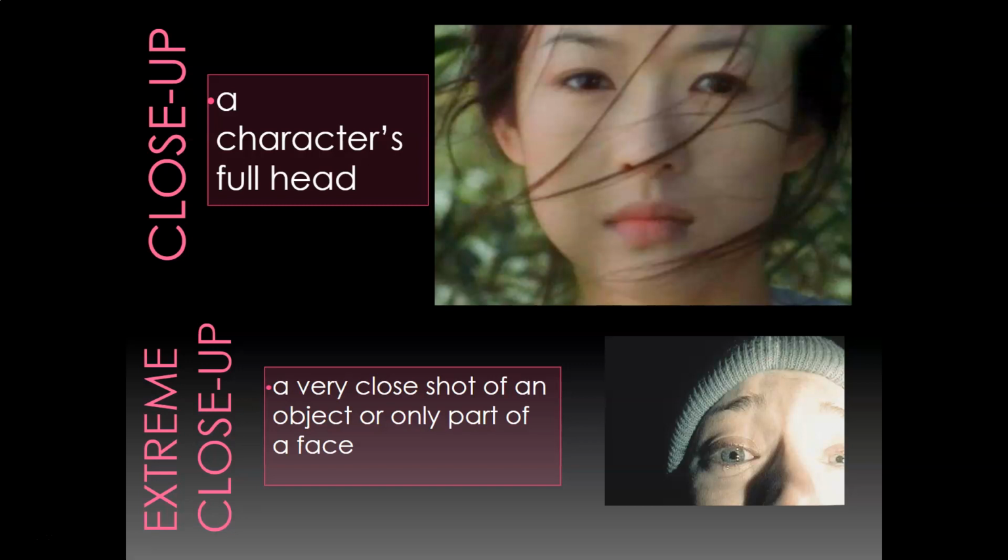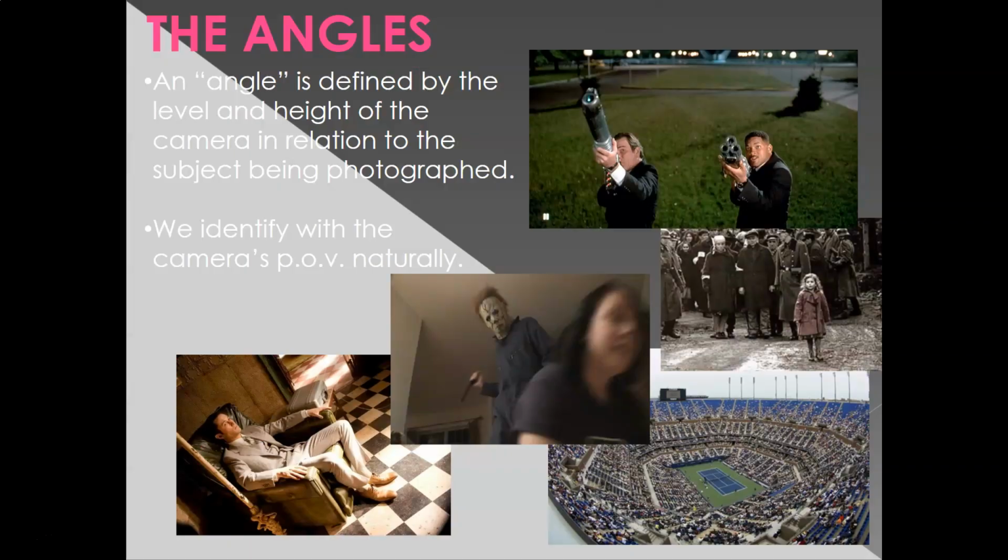All right, so those are shots. So that should be pretty easy. So for tests, you will need to know the basic definitions and then just some examples of that. Okay. And then, so shot is the distance from the figure. Angle is basically the height of the camera in relation to the subject. So basically think, higher or lower. And that's all the angles are.